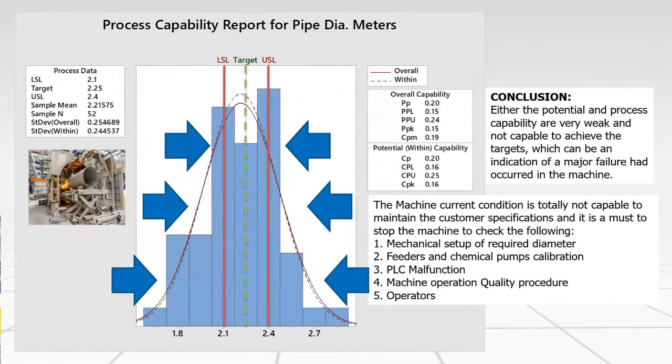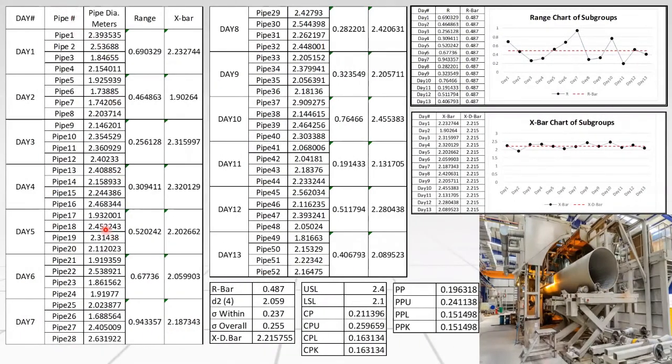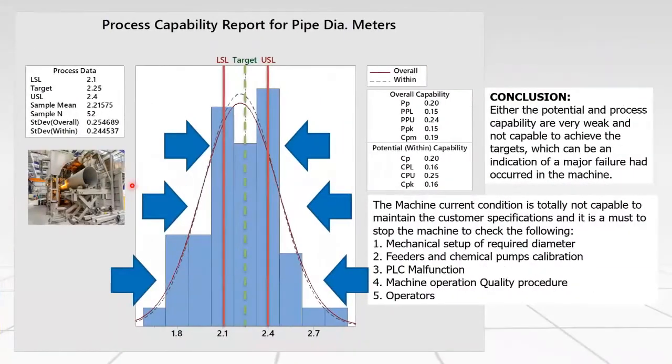Now, if we plot all the data we collected into a histogram, and plot the lower specification limit, the upper specification limit, and the target mean, we can better understand the process capability. So the target mean diameter is 2.25, and the lower specification limit is 2.1, and the upper specification limit is 2.4. From the histogram, we can see a high portion of the data collected is exceeding the specification limits.